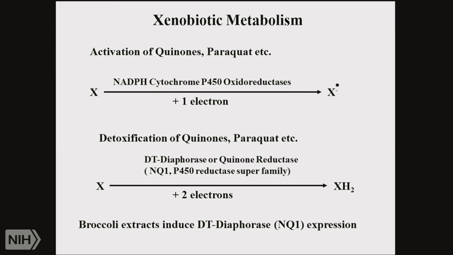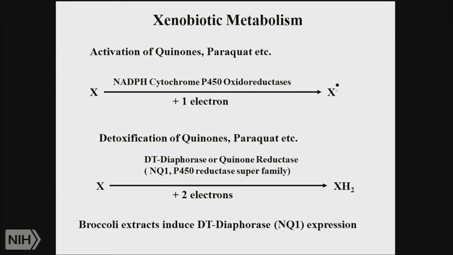So how do we detoxify a lot of this stuff? Well, detoxification of the quinones, the ones that we've been talking about in paraquat, is actually by an enzyme, a NADPH quinone reductase. And this is part of the P450 reductase system, or superfamily here. And what it simply does is it takes quinones and skips the radical step. So instead of putting one electron in, we actually put two electrons in. And that's like putting a hydrogen atom in, or a hydride in, okay? Just like NADPH will transfer a hydride to it.